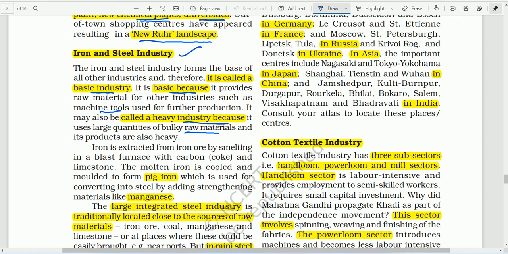So what is going on in the iron and steel industry? It is given here. Iron is extracted from iron ore by smelting in a blast furnace with carbon, that is coal, coke, which is refined coal, and limestone. The molten iron is cooled and molded to form pig iron, which is used for converting into steel by adding strengthening materials like manganese. Now let us see some diagrams and photographs.